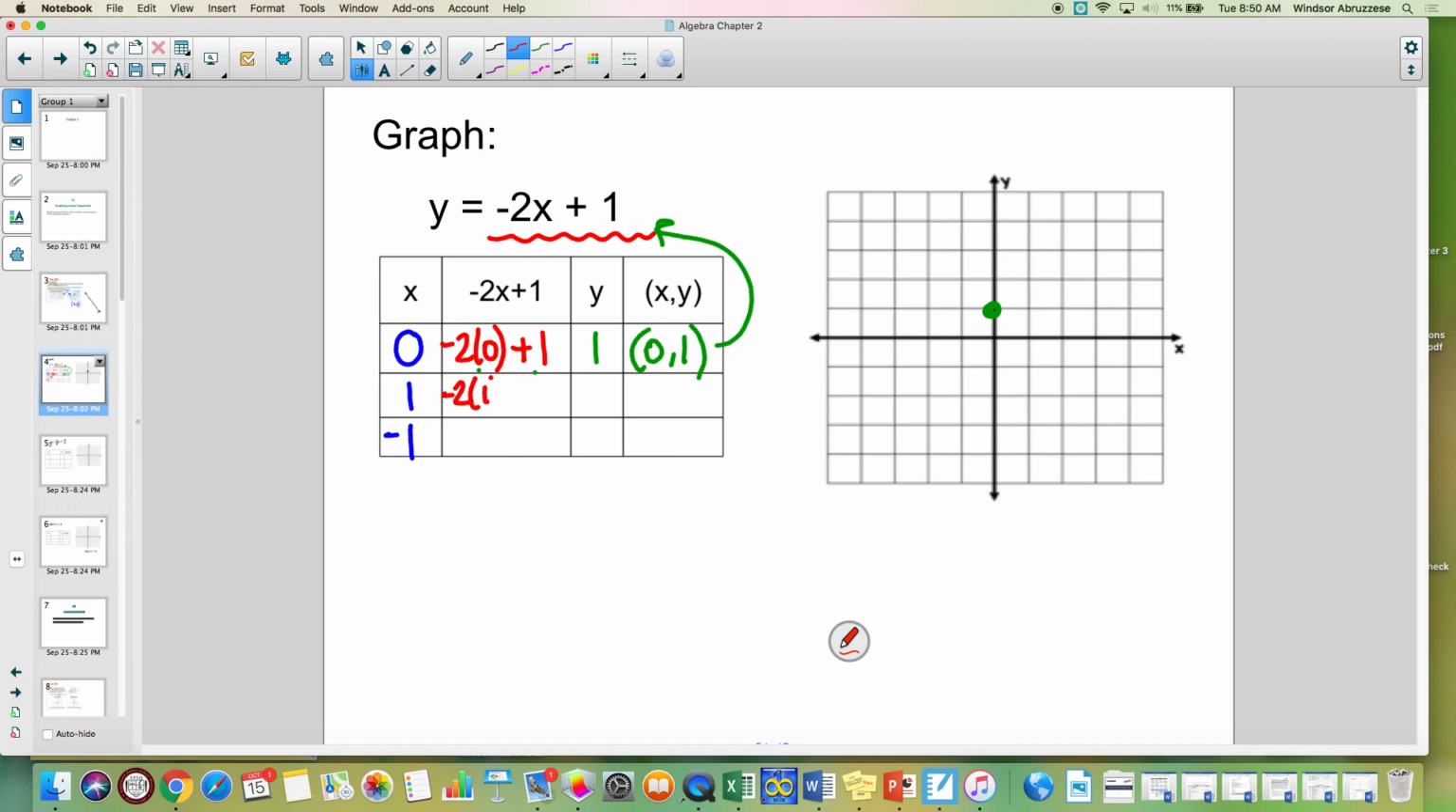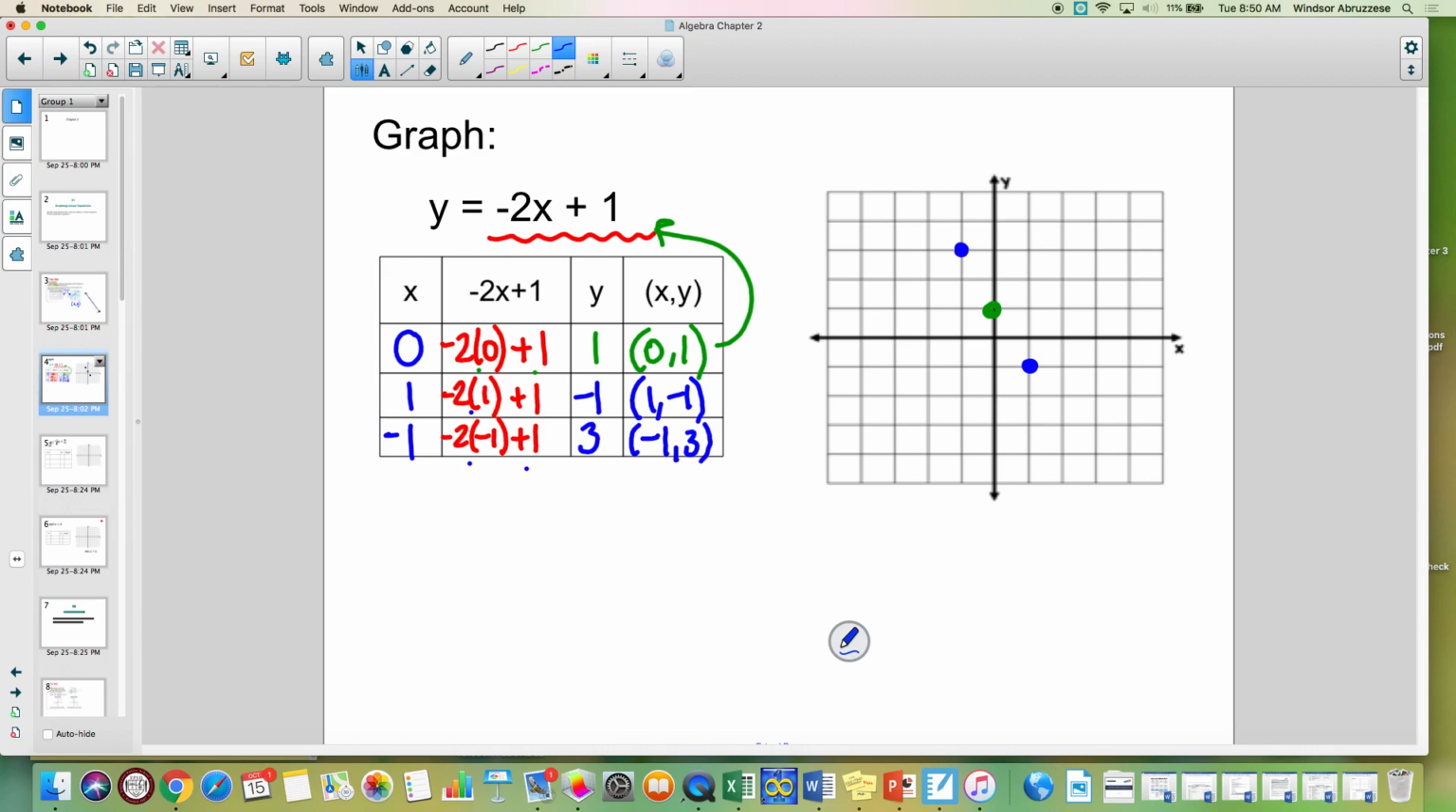Negative 2 times 1 plus 1. Negative 2 times negative 1 plus 1. Just substituting them in. So negative 2 times 1 is negative 2 plus 1 is negative 1. So my next solution is 1, negative 1. Let's go over here and plot 1, negative 1. And then the last one, negative 2 times negative 1 is positive 2, plus 1 is 3. Negative 1, 3. And let's plot that point. Negative 1, 1, 2, 3.